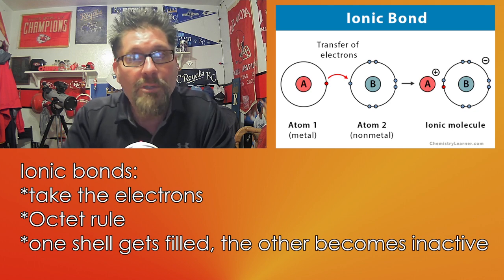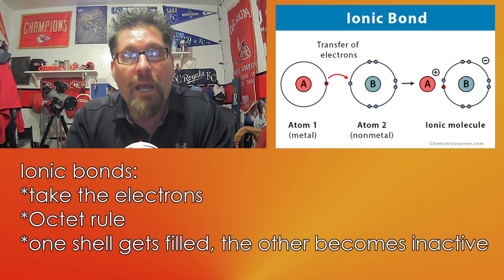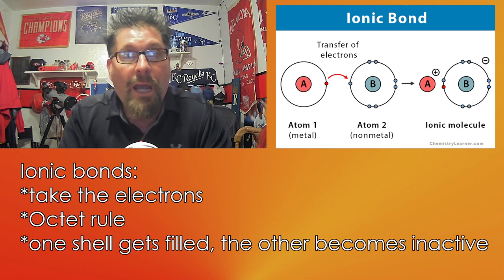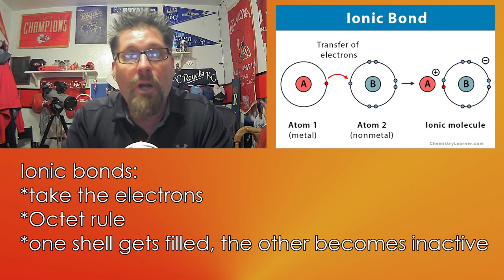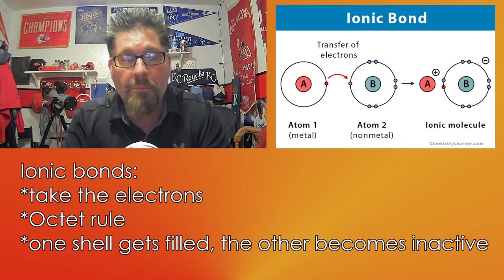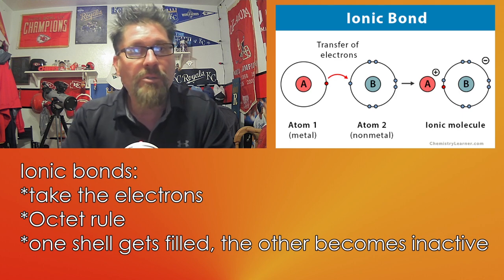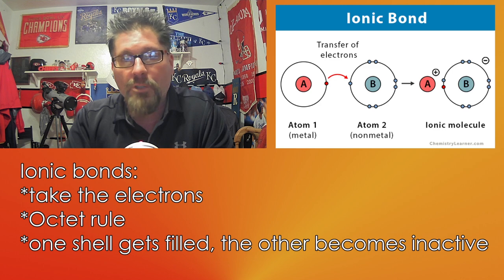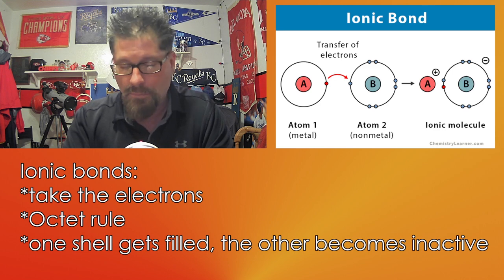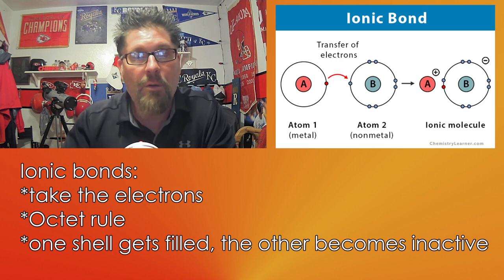And when that happens, if you gain an electron, you are a negative ion or an anion. If you lose an electron, you are a positive ion or a cation. And again, those references are: do you have more protons than electrons, or more electrons than protons, since they are positively or negatively charged?